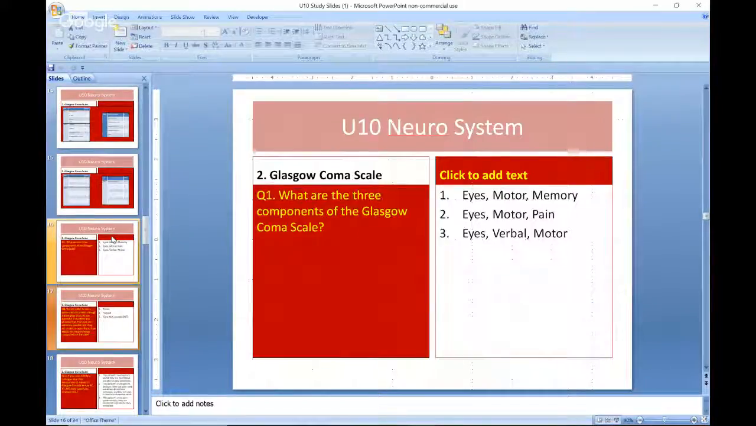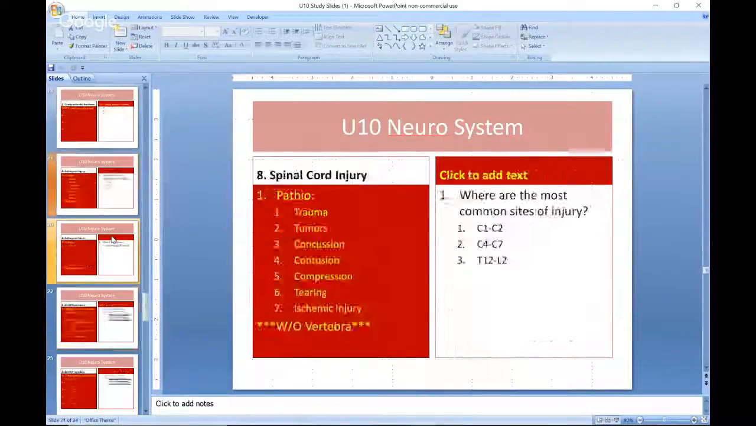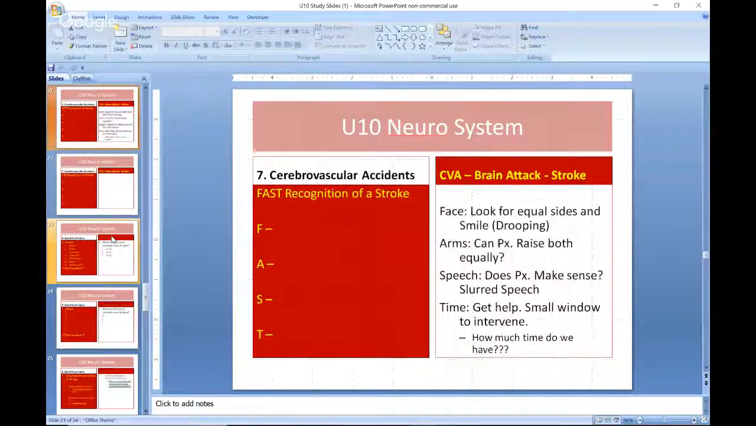Okay, let's hit stroke really quick. The 4 areas to recognize a stroke. It's an acronym called FAST. Face, arm, speech, and time. Face, arm, speech, and time.